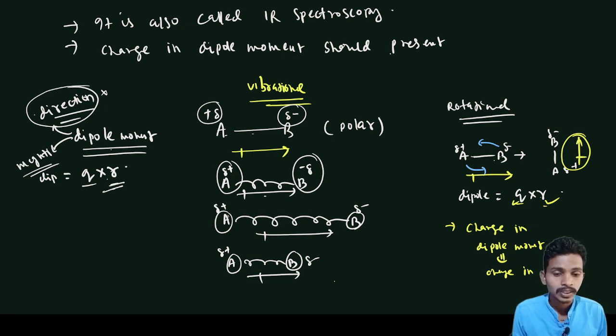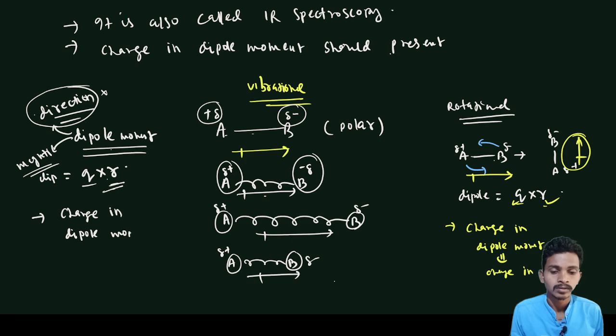So due to the change in the length, the distance between the two atoms, the dipole moment is changing. Here the change in dipole moment is due to the change in distance between the two atoms.